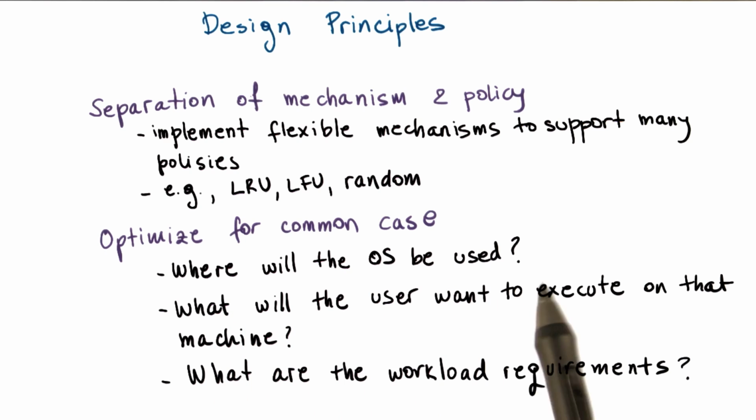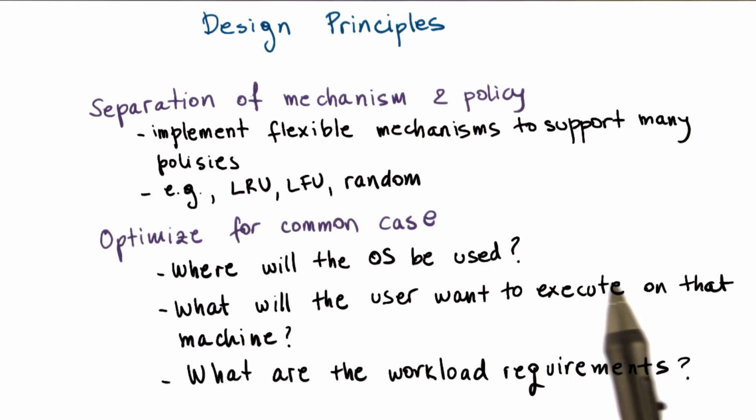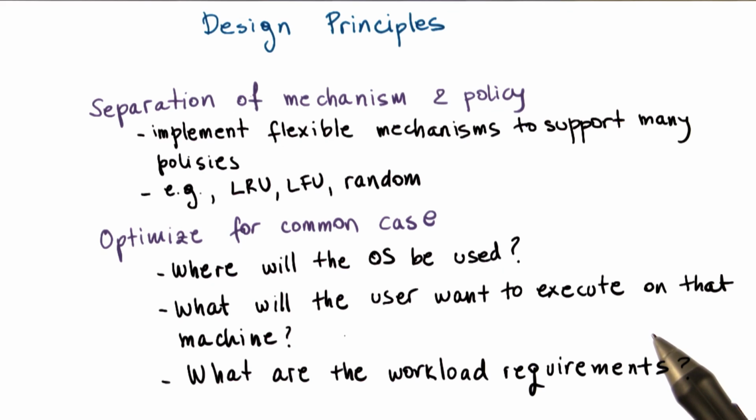This includes understanding where will it be used, what kind of machine it will run on, how many processing elements does it have, how many CPUs, how much memory, what kinds of devices. And we also need to understand what are the common things that the end users will do on that machine, what are the applications that they will execute, and also what are the requirements of that workload. So how does that workload behave?